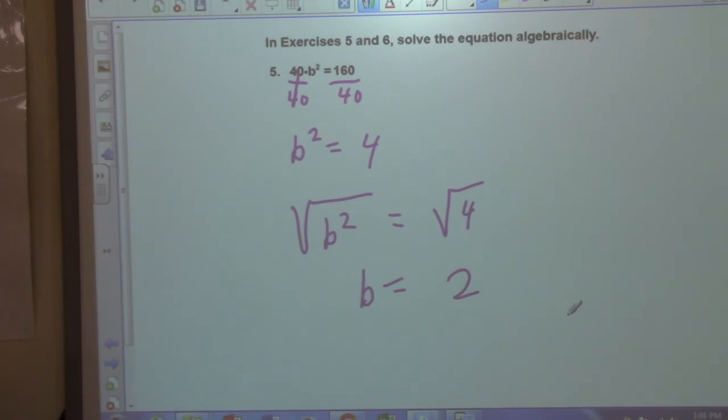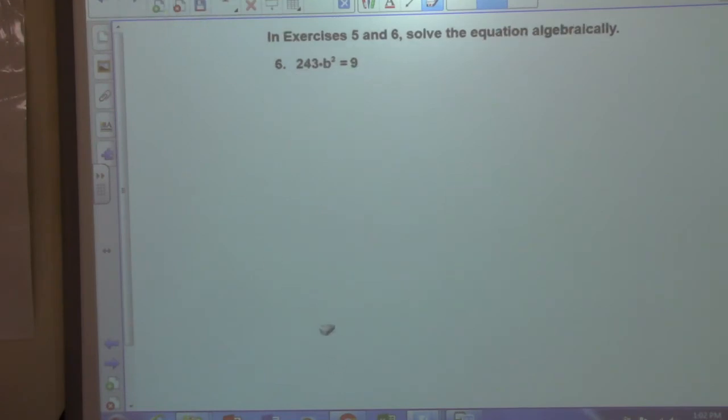That is not it. Plus or minus 2. And the key thing being, if you have an even numbered exponent, in this case 2, you can end up with a plus or minus type of solution. All right? What about an odd numbered exponent? Will you have plus or minus? No.